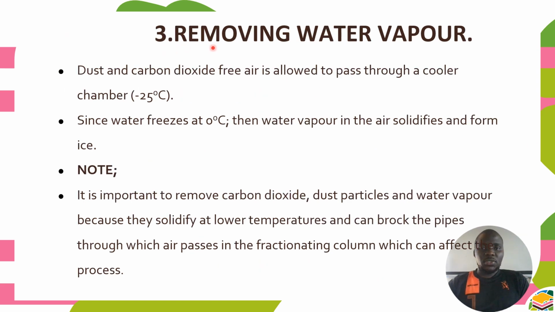The third stage is removing water vapor. So how do you remove water vapor from the air? Dust and carbon dioxide free air. The statement means you have removed the dust, you have removed carbon dioxide. So it means the air which is remaining is allowed to pass through a cooler chamber. That particular cooler chamber has a temperature of negative 25 degrees Celsius.